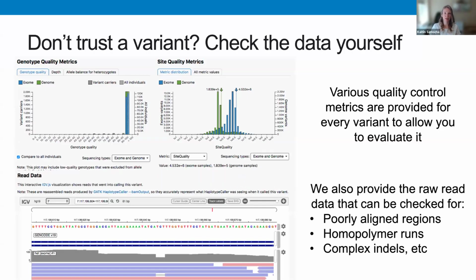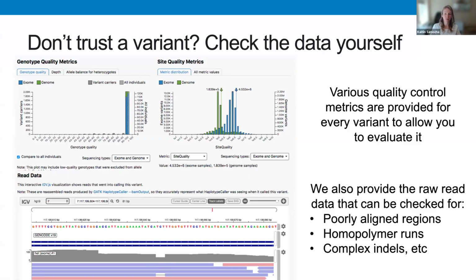We also provide IGV screenshots. So here, this is actually the Delta F508 deletion from CFTR that I'm showing you. And you can see this 3 base pair deletion nicely in the reads, and you could scroll down and see others.